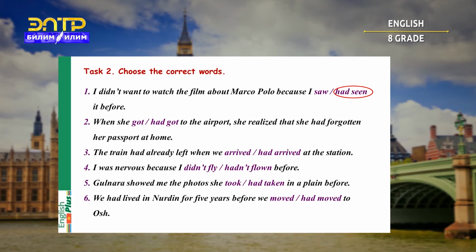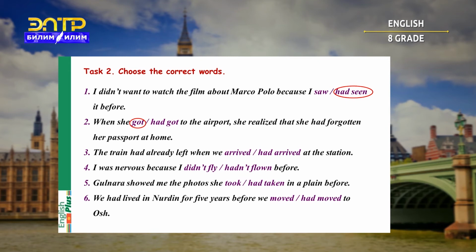Look at sentence number 2. When she got to the airport, she realized that she had forgotten her passport at home. The first action was that she had forgotten her passport, and only then she got to the airport.